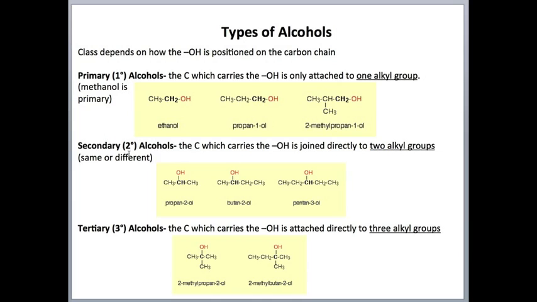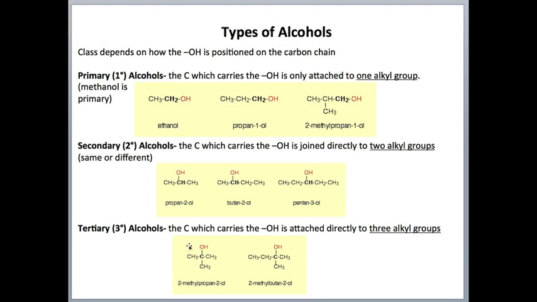Let's consider secondary alcohols. Secondary alcohols are when the carbon which carries the OH group is joined directly to 2 alkyl groups. The alkyl groups can be the same or can be different. So for example, propan-2-ol, we can see that the OH group is attached to this carbon here, and the carbon that carries the OH group is also directly attached to 2 methyl groups. Therefore it's a secondary alcohol. Butan-2-ol, again, we can see the OH group is attached onto this carbon here, and this carbon here is attached again to two groups. Therefore, it's a secondary alcohol.